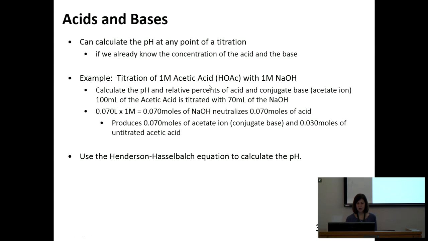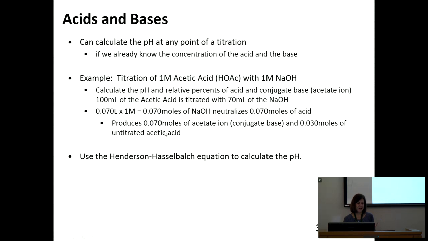So here, we're going to take our 1 molar acetic acid and our 1 molar sodium hydroxide. If we have 100 mils of the acetic acid, and we've added 70 mils of sodium hydroxide, what do we have here? Well, we've added 0.07 moles of sodium hydroxide, and that's going to neutralize 0.07 moles of the acid. So what do we have left of the untitrated? We started out with 0.1 moles of acetic acid, because 100 mils of 1 molar is 0.1 moles.